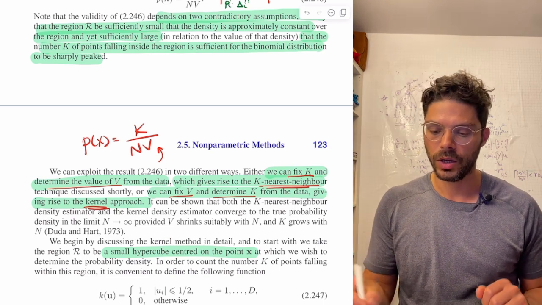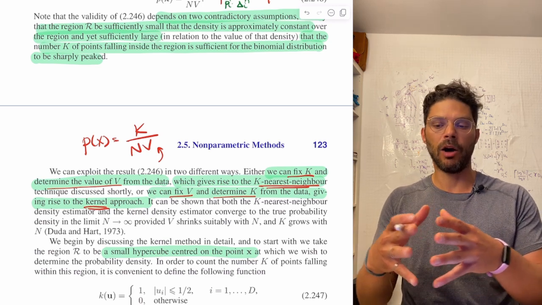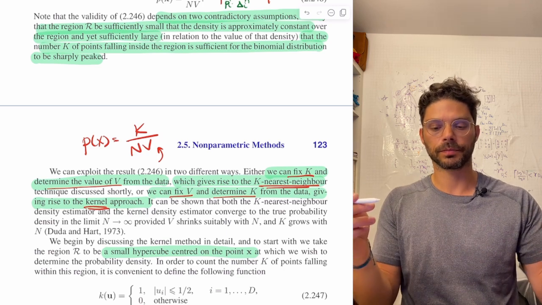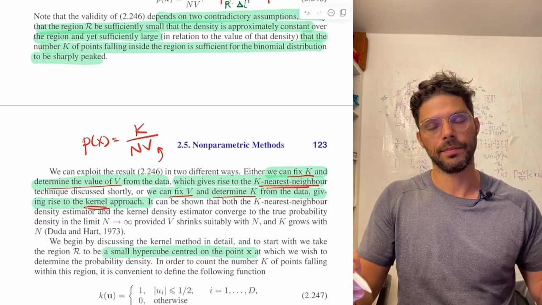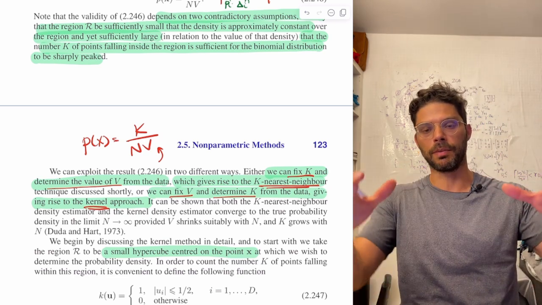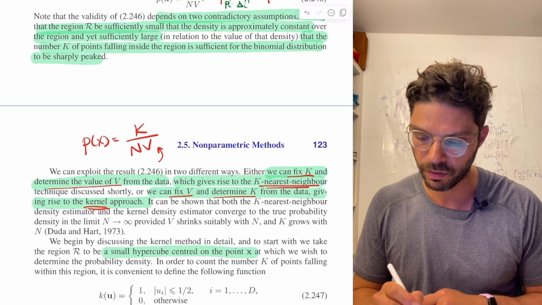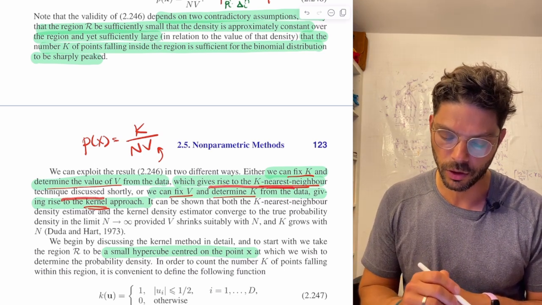So he says, well, at each location let's figure out how big a volume I have to consider to get K data points. And so if K is fixed, then V will expand, and we will then say the probability over that entire region is going to be K over NV. So this gives rise to the K nearest neighbors technique discussed shortly.